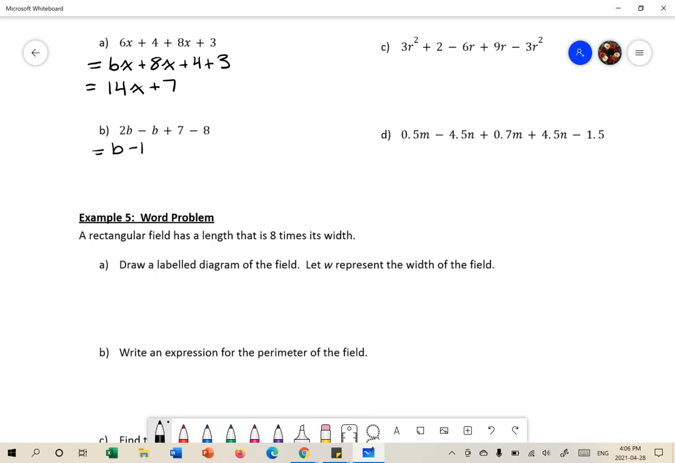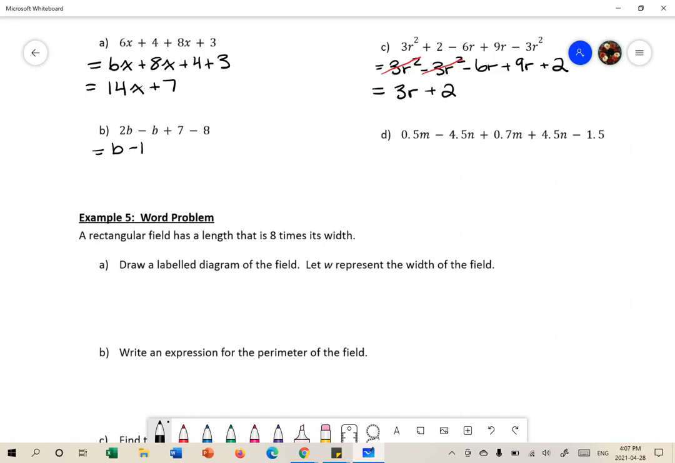C, I'm going to collect like terms. And then I'm going to simplify my like terms. Positive 3r squared subtract 3r squared, they're going to cancel each other out. So I don't need to include them in my final simplified expression. Negative 6r plus 9r is equal to 3r, plus 2.